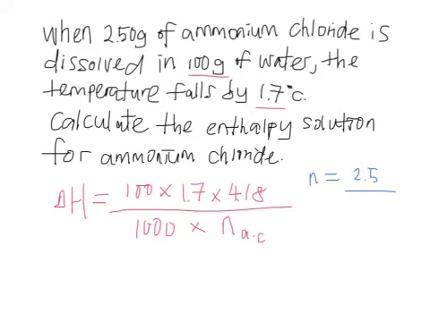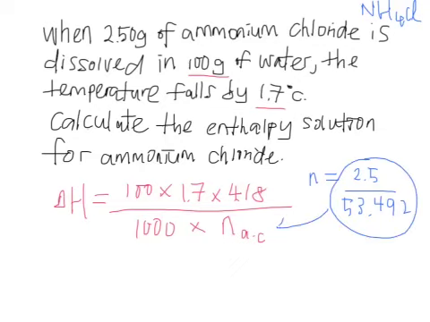periodic table. Look out for this compound, ammonium chloride, NH4Cl. If you total up the molar mass, you will see that it equals 53.492. Now you substitute this whole thing into here, and you will come to an answer of 15 kilojoule per mole.